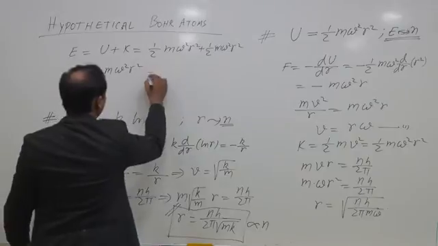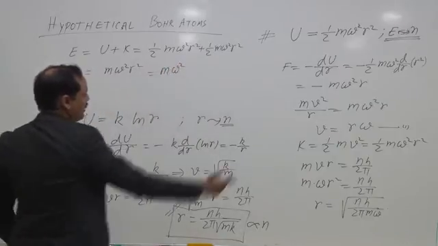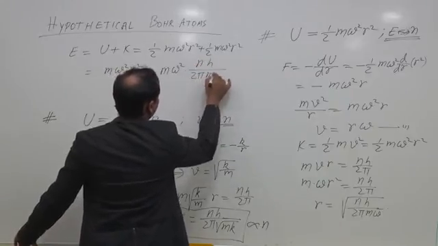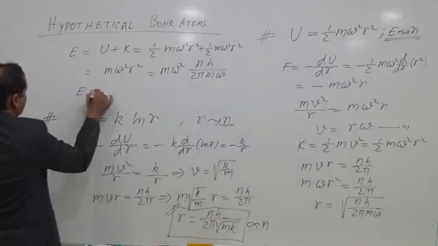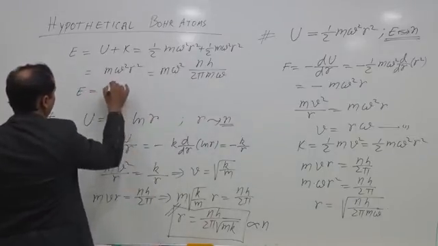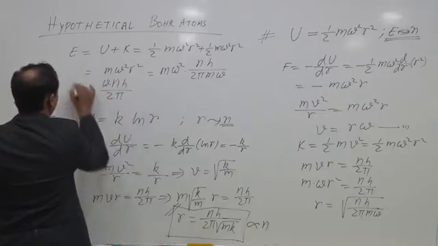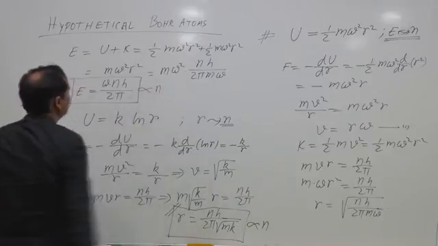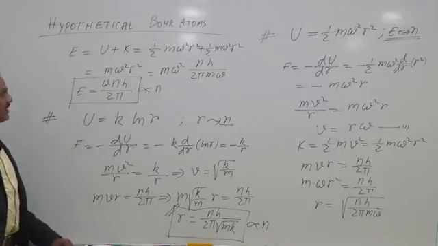We have already found r in terms of principal quantum number, so m omega square into nh upon 2 pi m omega. So, one m omega is cancelled, and the expression of total energy E is equal to omega n h upon 2 pi. So, now total energy is proportional to principal quantum number. This is the expression of total energy in terms of principal quantum number.